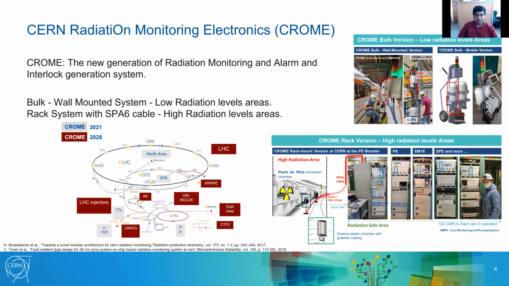There are two architectures in which the Chrome radiation monitors are assembled. The first one is the bulk one, which is for the low and medium level radiation areas, and the rack system, which is connected with an SPA6 cable to the electronics for the high level of radiation areas.